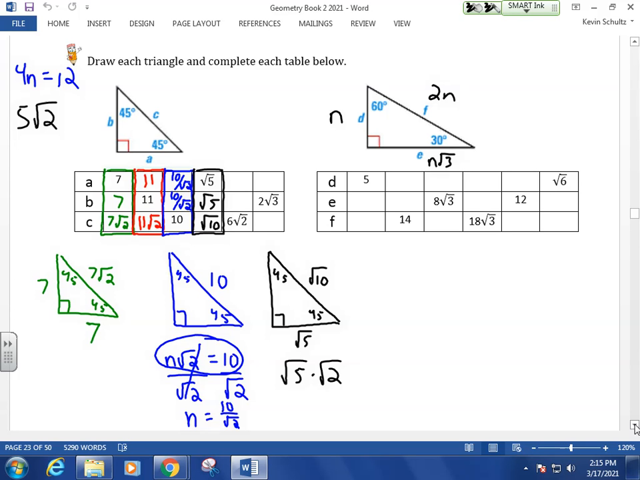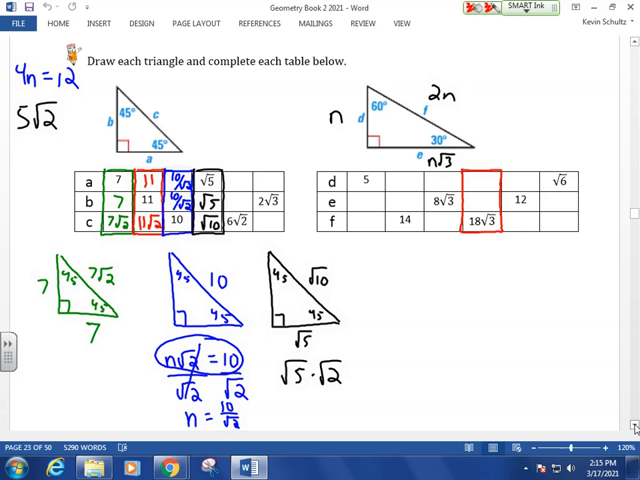Olivia? Yeah, ooh, that does look fun. Okay. 18 root 3 seems like it'd be easy to work with because it's got that root 3 on there. But then you realize, wait a minute, that's in my hypotenuse, not my long leg side. That's not going to be very much fun at all, right?